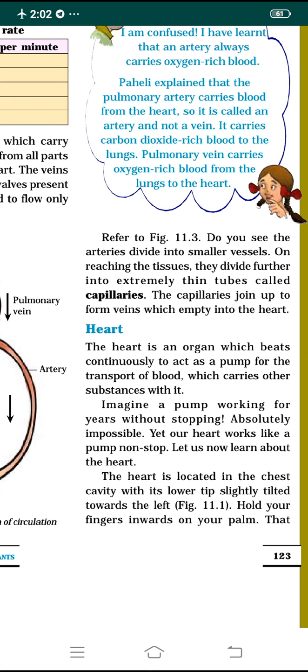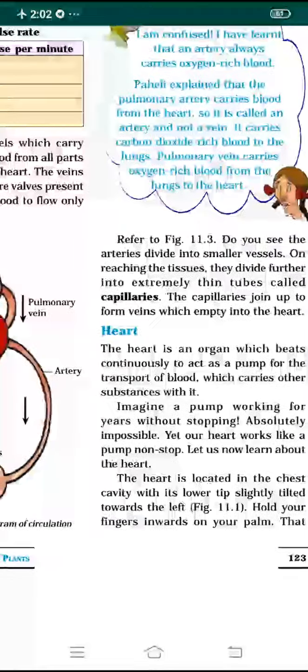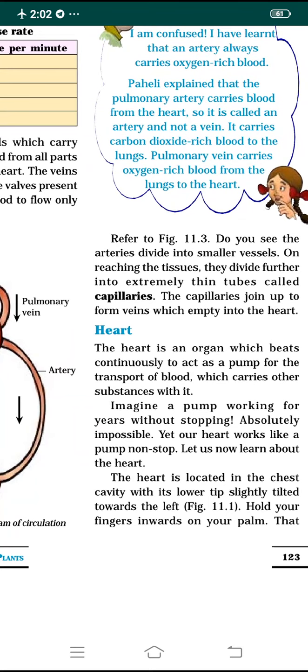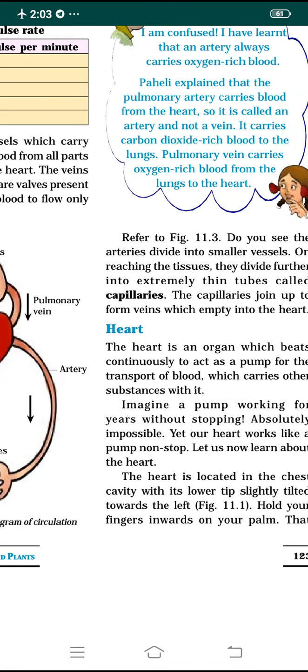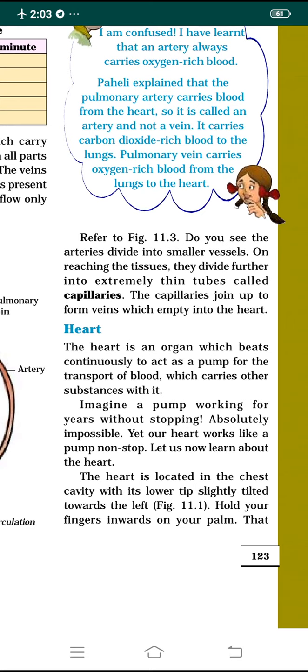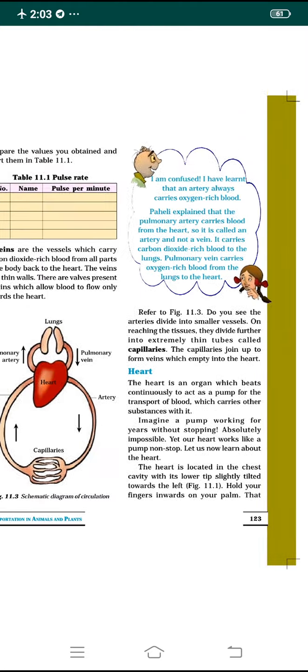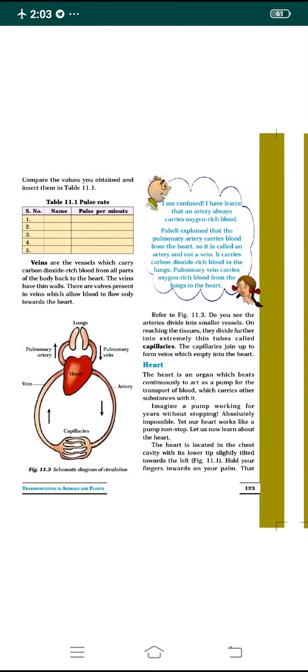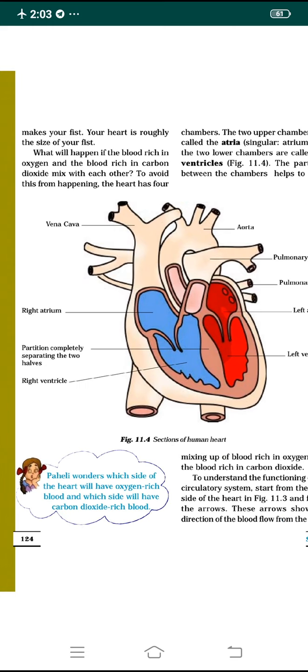The heart is located in the chest cavity, with its lower tip slightly tilted towards the left side. Fold your fingers inwards on your palm and imagine the size of your heart. That is the size of your heart. Your heart is roughly the size of your fist.